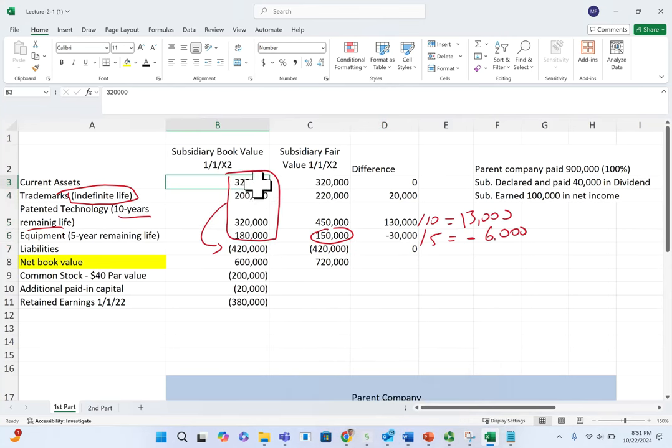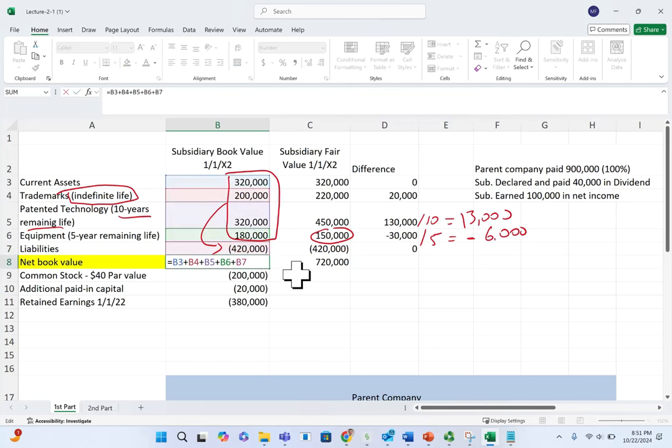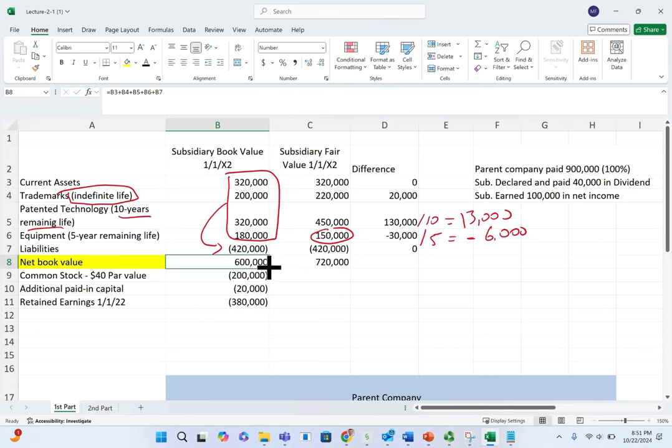Let's see, 320 plus 200,000, that's 520. The sum is 1,020,000. Minus the liabilities of 420, so assets minus liabilities will give us a book value of 600,000. Again, what do we call this book value? Net book value, the equity of the company, or the net asset. It goes by those three names, so I just want to make sure, in case your course or CPA course computes this differently and names it something else.